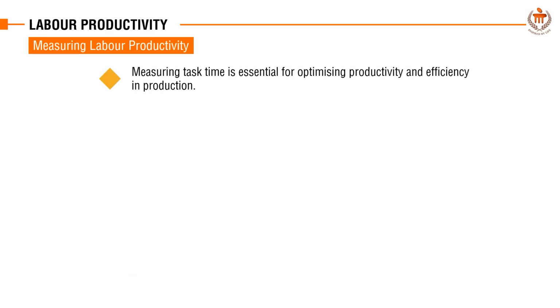Continuing with this theme, measuring the time required for a task is critical in optimizing productivity and ensuring efficiency in the production process. Two primary tools used for this purpose are motion study and work measurement. Each of these techniques plays a significant role in understanding and improving how labor is used in completing tasks.